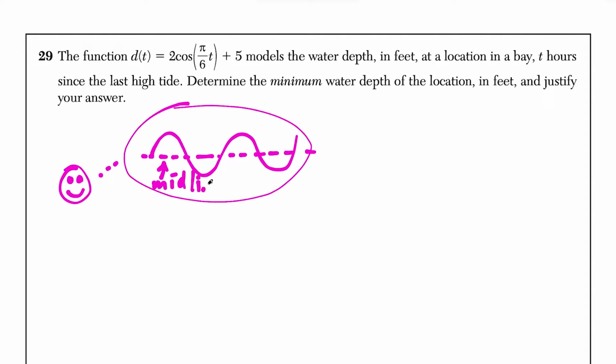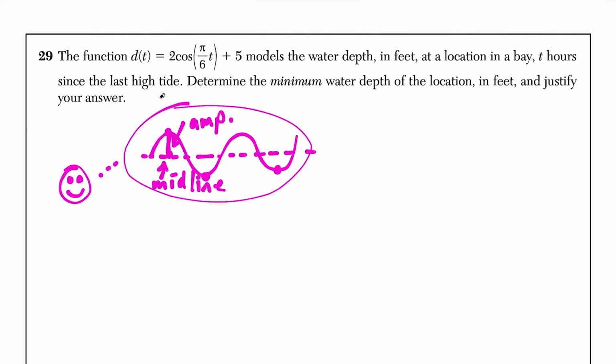And what we also have is the amplitude is the distance from the midline to the high point or from the midline to a low point. So this is the amplitude. And when we're looking for the minimum water depth, we're looking for the low points here of our curve. So we're going to combine everything that we have in this picture to help us find that.